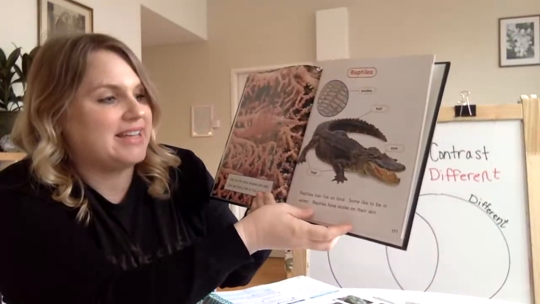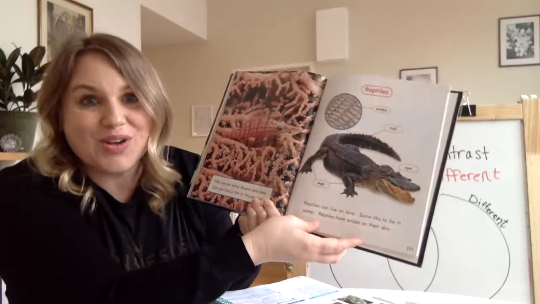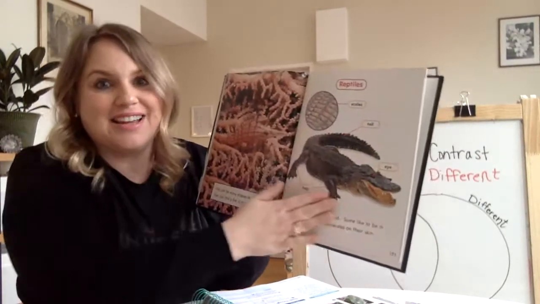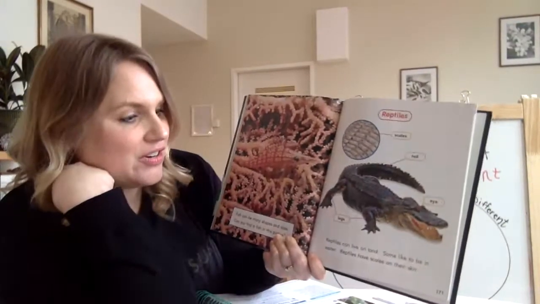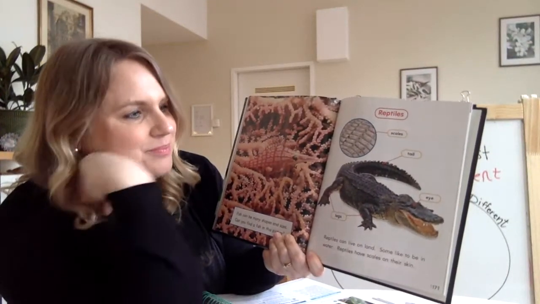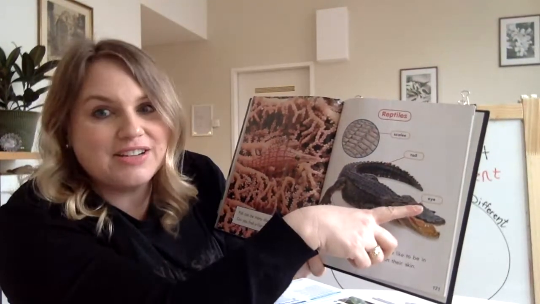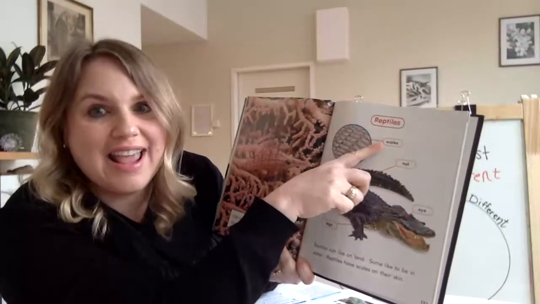Reptiles can live on land. Some like to be in water. Reptiles have scales on their skin. So this next section is about what? Reptiles. And what did we learn? Reptiles can have scales on their skin. Here's another set of labels: eye, legs, tail, scales.